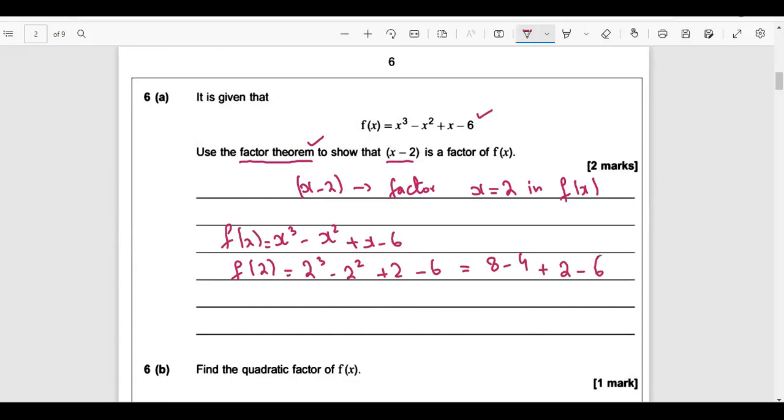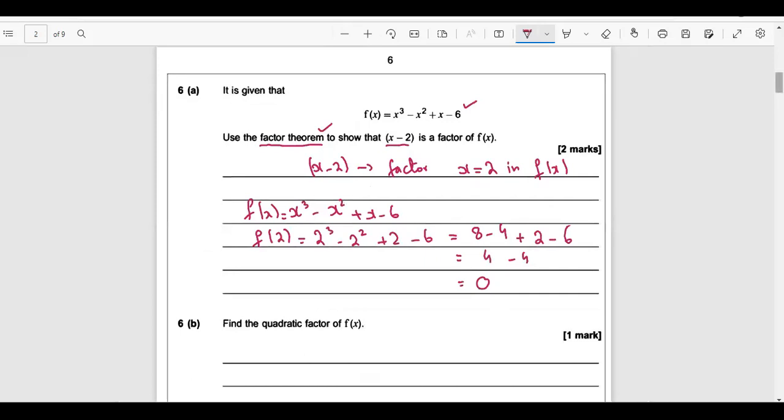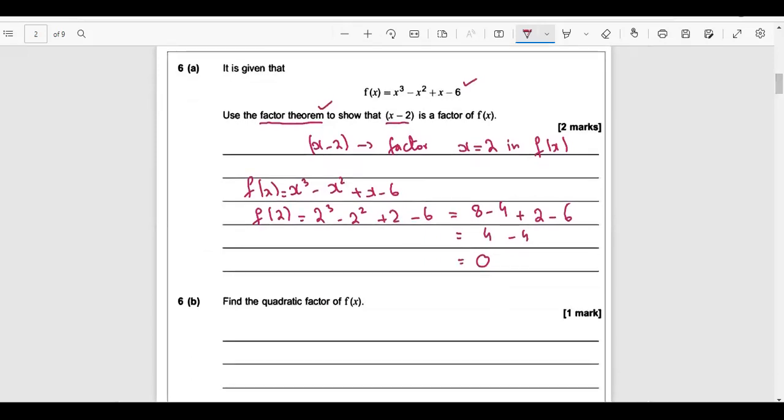All right, so this would give you 4 and this would give you minus 4 and this is going to be 0. So since after plugging in 2 we got 0, this is what factor theorem is, and certainly it would be a factor. All right, perfect.